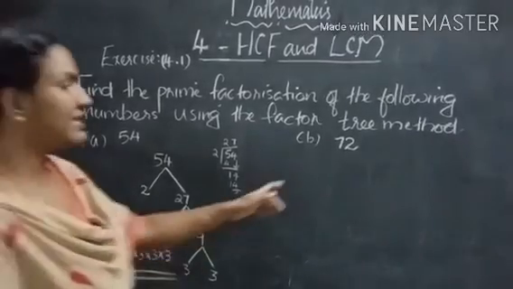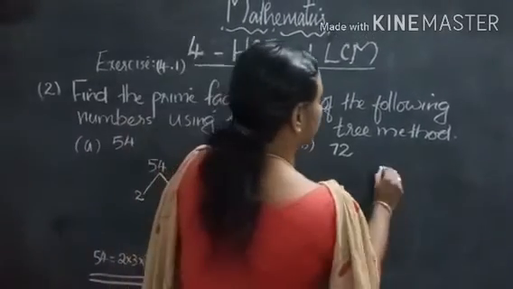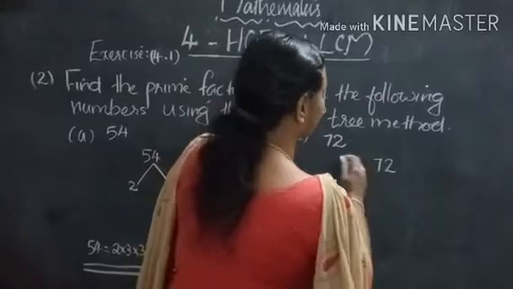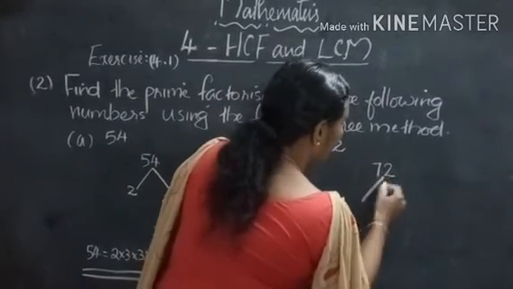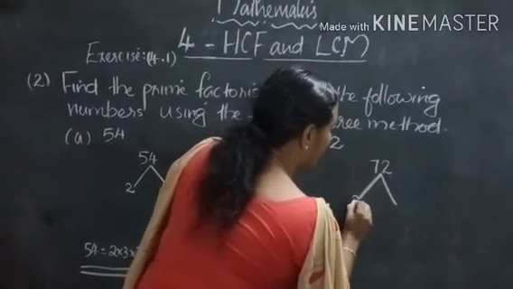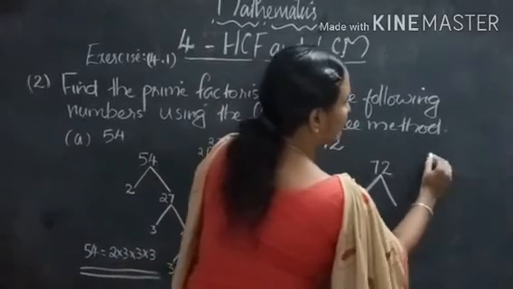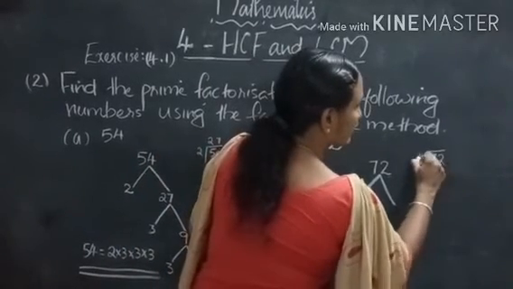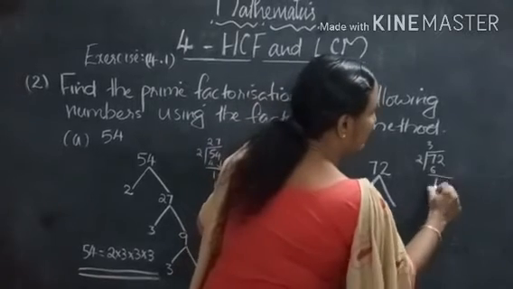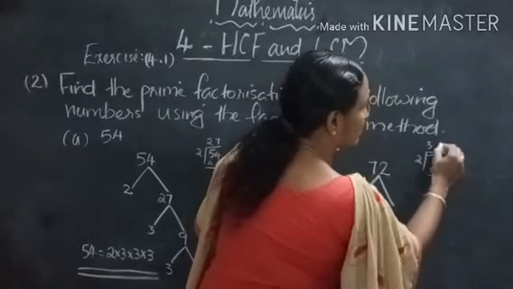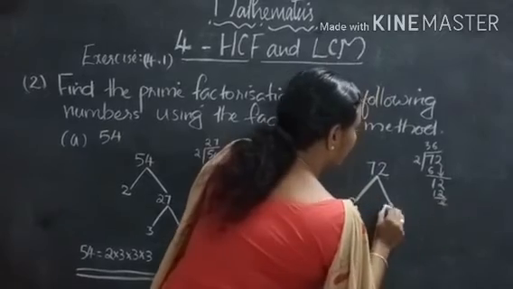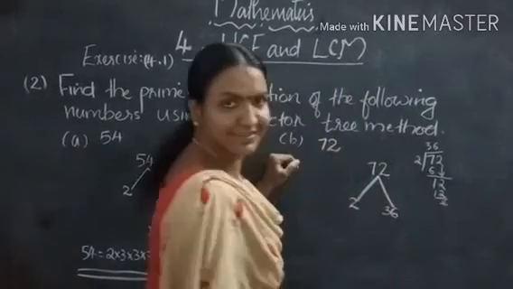The next question, 72. Write down two numbers whose product is 72. This is an even number. Unit place is 2. So start with 2. How many 2s are in 72? 3 2s are 6. Then balance 1. This number is 2. 6 2s are 12. So the second number is 36.